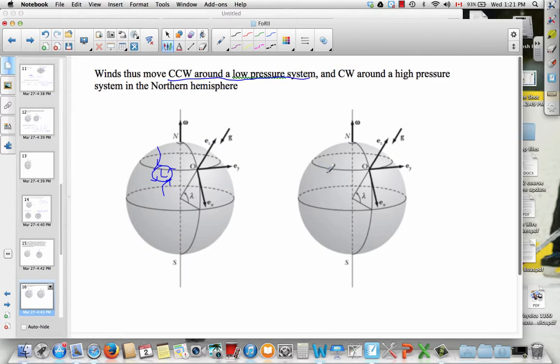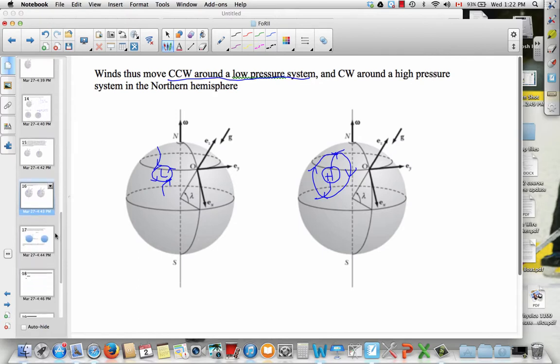If it was a high-pressure system, we could just run through the analysis again, and we could say the outflow winds here would fall behind the equator, and the outflow winds here would be deflected to the east, so that the circulation of winds around a high-pressure system is in a clockwise direction. So that's just the Coriolis force.